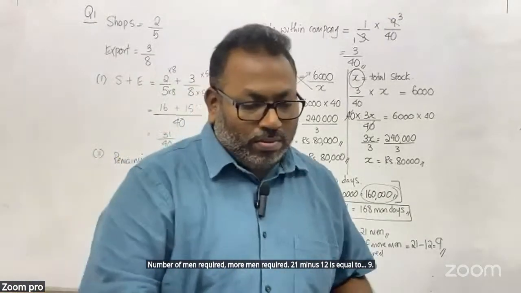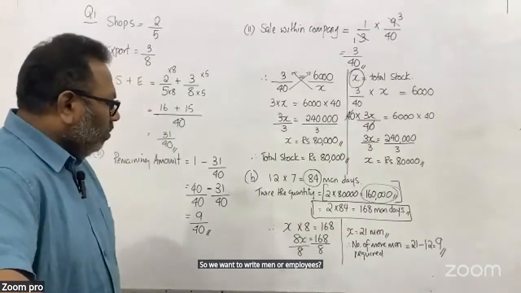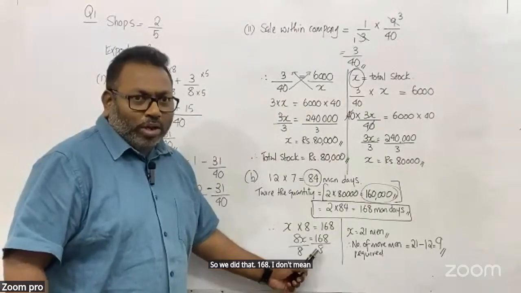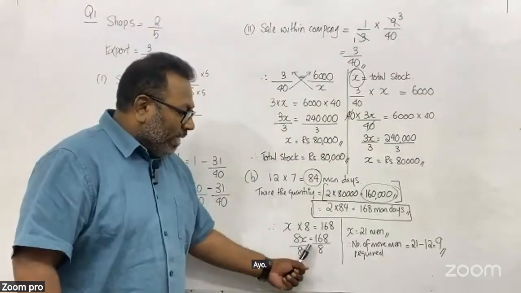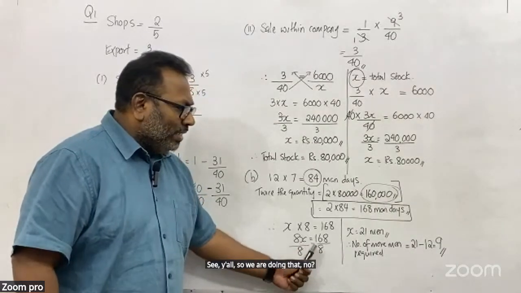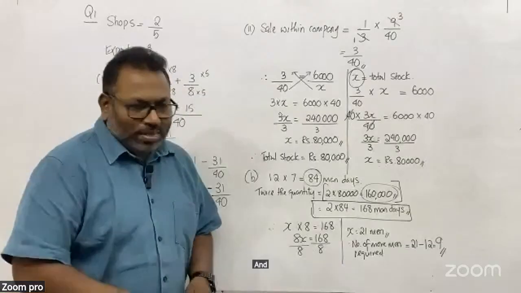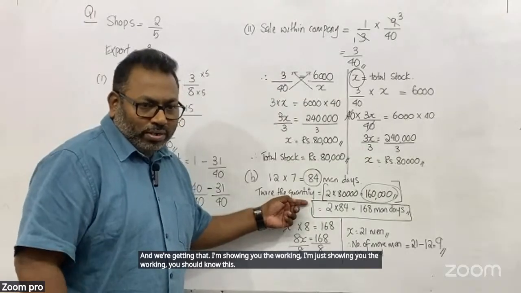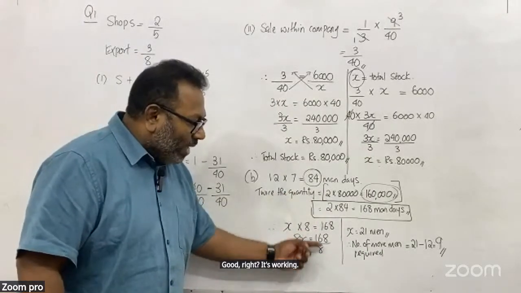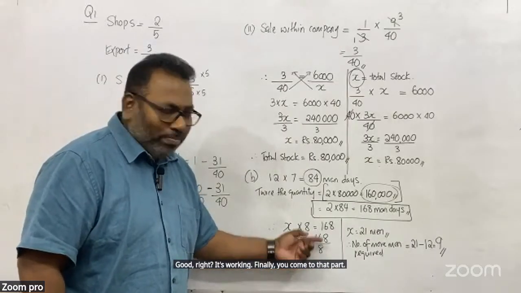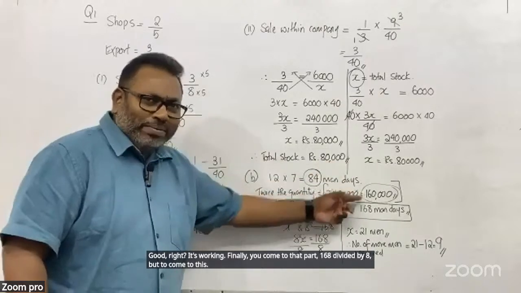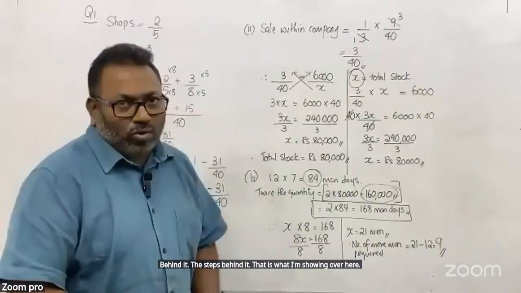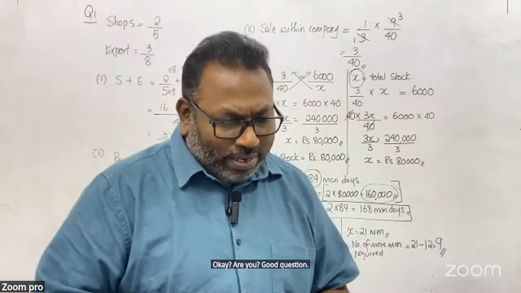So we want to write men or employees. Excuse me, sir. So we did that. 168 divided by 8. See, so we are doing that, no? 168 divided by 8, and we are getting that. I'm just showing you the working. You should know this. Finally you come to that part, 168 divided by 8. But to come to this, you need to know the basic theory behind it, the steps behind it. That is what I'm showing over here. Good question. Well done.